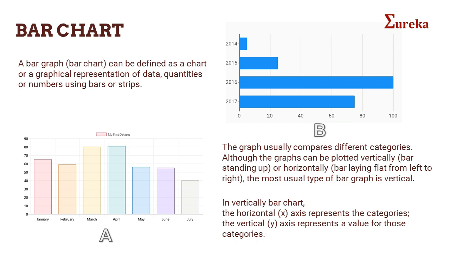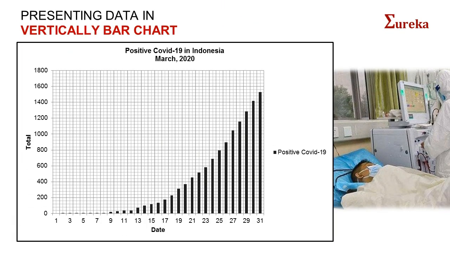Now, we want to present the previous data about the patients positive for COVID-19 in Indonesia in a bar chart. First is presenting the data in a vertical bar chart. This is a bar chart about positive COVID-19 in Indonesia in March 2020, based on the data that we have. The x-axis shows the date, and the vertical axis shows the total patients.